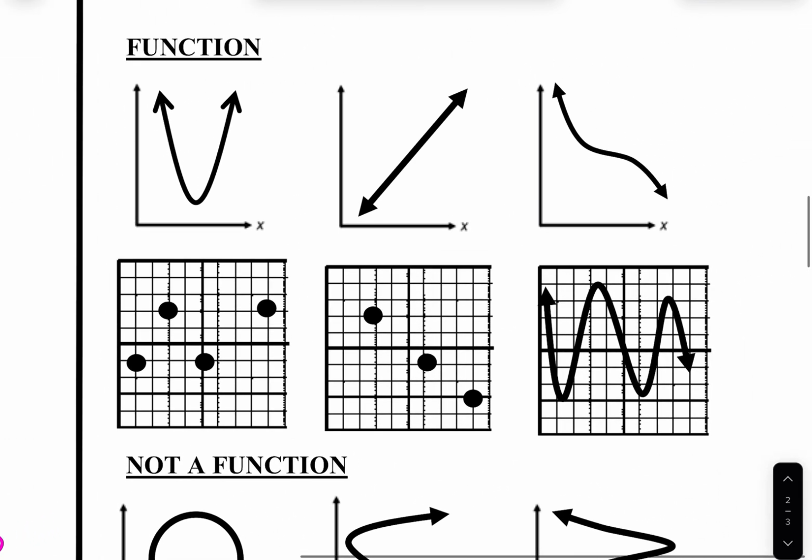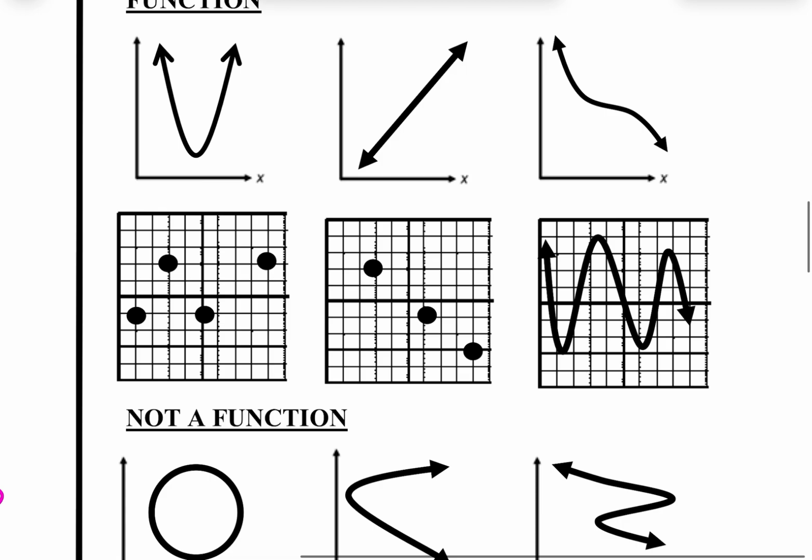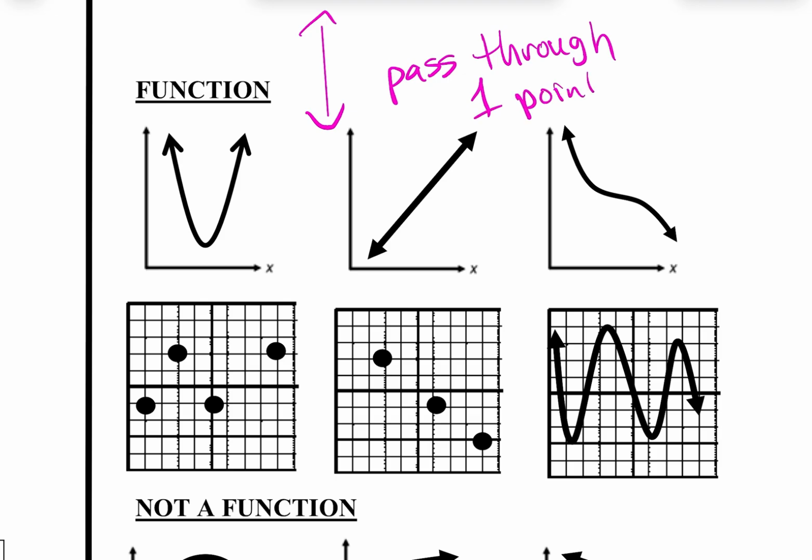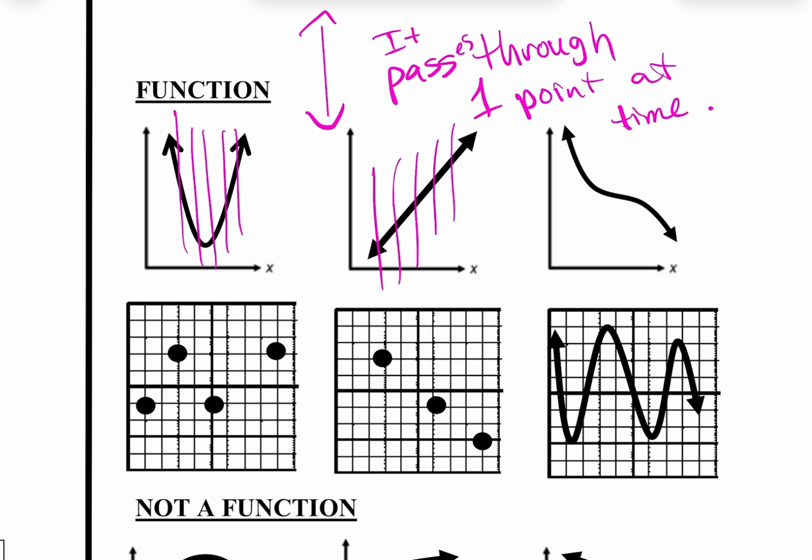If I come over here, all of these are functions on top. Now remember, we did a vertical line test, and it passes through one point at a time. So if I drew a bunch of vertical lines, it only goes through the graph one point at a time, 1 point at a time, 1 point. I know these aren't even vertical lines, most of them. Again, only going through this one at a time.